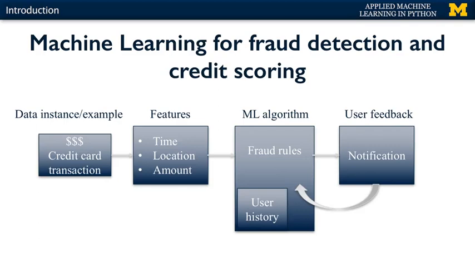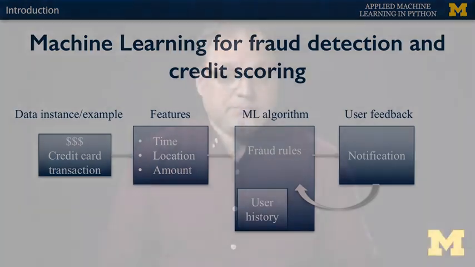To do this, these algorithms look at features of the current transaction that you've just made, such as the time, location, and amount, and they make a prediction of whether it's fraudulent or not based on whether that purchase is consistent with the features of your previous purchases. The system also records any user feedback on whether the transaction was in fact fraudulent, and it uses that feedback to make better predictions in the future.